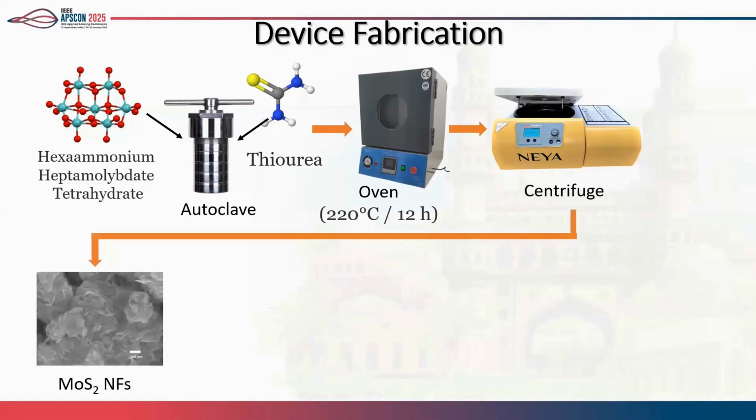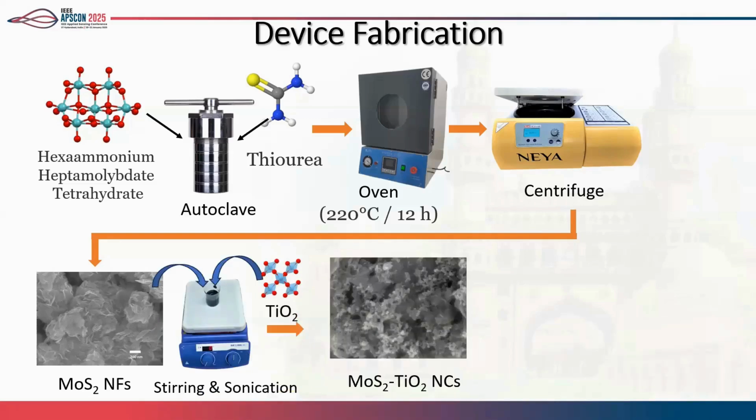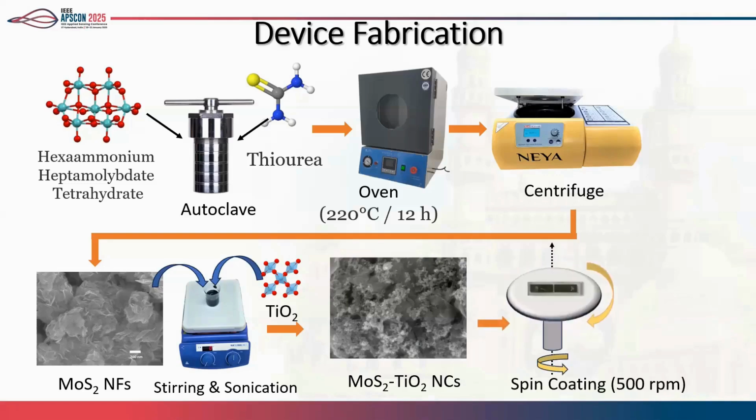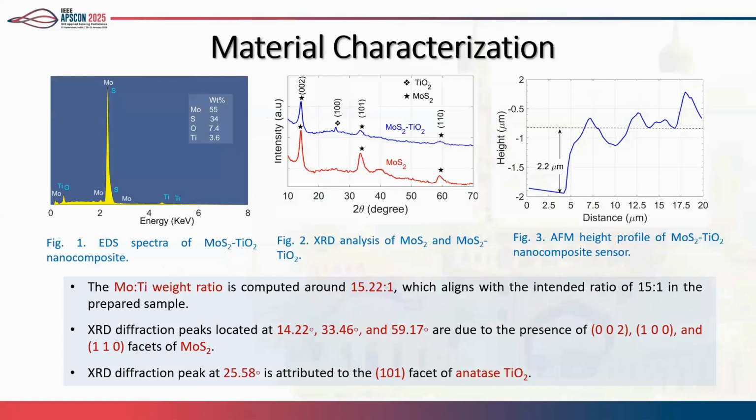This is the image of the prepared MoS2 nanoflower. We can see it at 200 nanometer scale. Then we stirred and sonicated it for some time and drop casted it on the prepared electrode, as we have seen on the previous slide. Then we spin coated on this electrode, and this is the final developed device. This device we characterized in the sensing chamber.